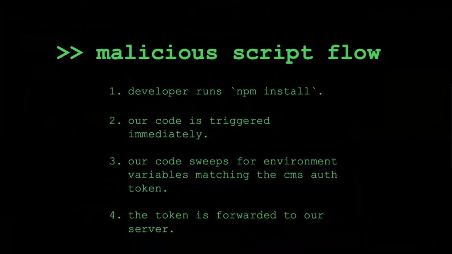So this is what we want to try to achieve in terms of using that malicious script. The developer is going to run npm on their machines. Somehow we want our code to be triggered straight away. Then we get our code to sweep environment variables matching the CMS auth token that we saw from the open source blog, and then forward that token to our server. So how do we achieve that?